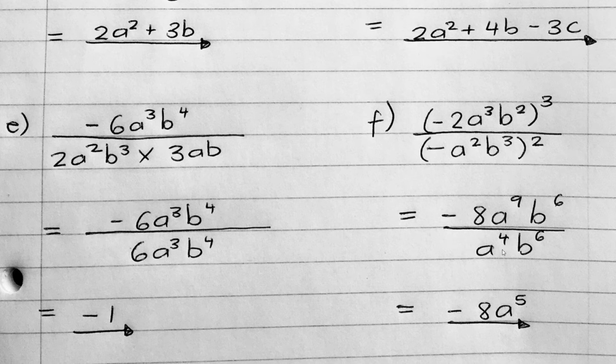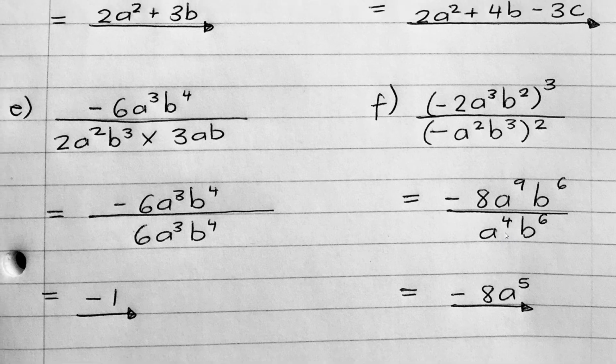F, alright, so the only thing that I would say maybe you got confused with was your signs. Okay, so a negative cubed is a negative times a negative times a negative. So on the numerator, you should have had a negative. And then 2 cubed is 8. A cubed, you multiply exponents, so I'm going to get 3 times 3 is 9. b to the power of 6.